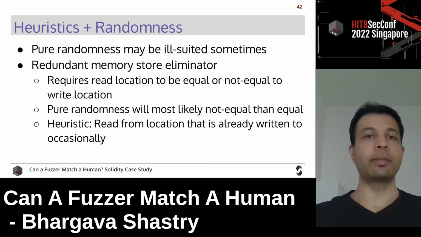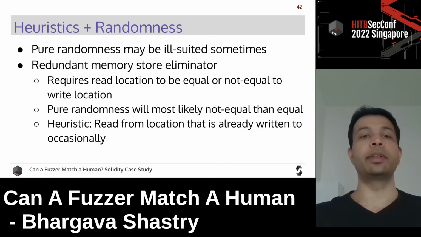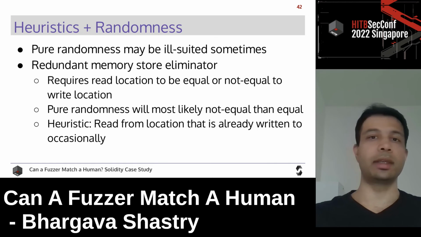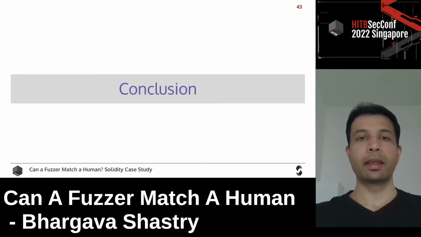This could be solved by a heuristic where we occasionally read from a location that is already written to, and this can help us bridge some gaps in purely random testing. This is some of the work that we're currently doing. Yeah, that brings me to the end of this talk.